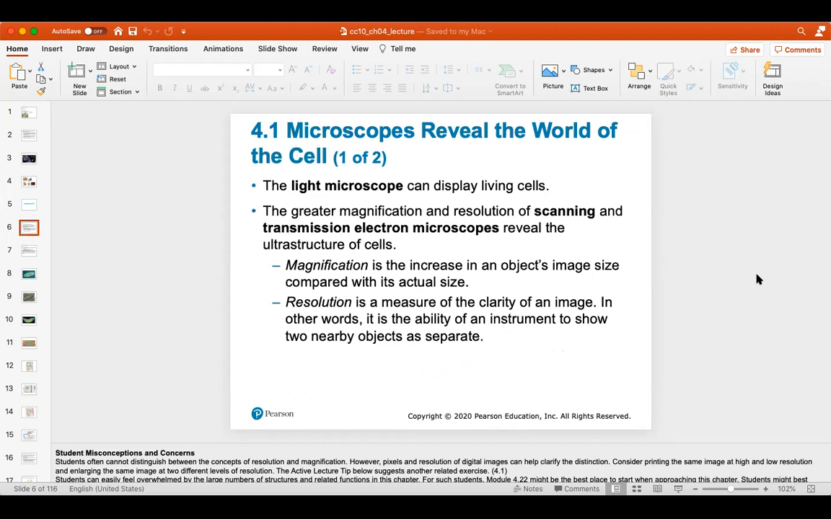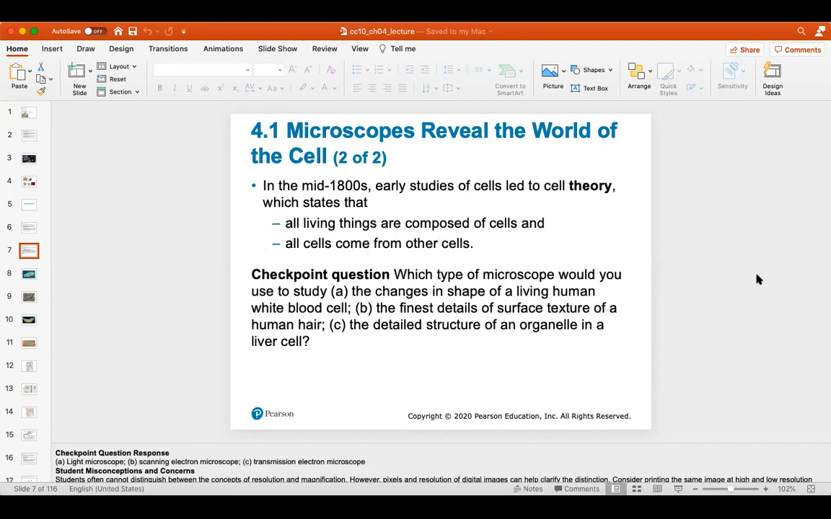So a light microscope can display living cells, and if we were having class in person, one of our labs would be using a light microscope to look at cells. The greater magnification, meaning more zooming in, and resolution of scanning and transmission electron microscopes reveal the ultrastructure of cells. The word magnification refers to the increase in an object's image size compared with its actual size. And the word resolution is a measure of the clarity of an image. So in other words, it's the ability of an instrument to show two nearby objects as separate.